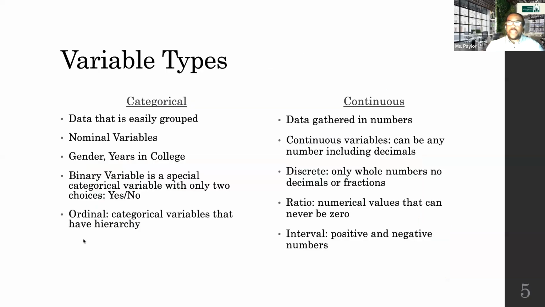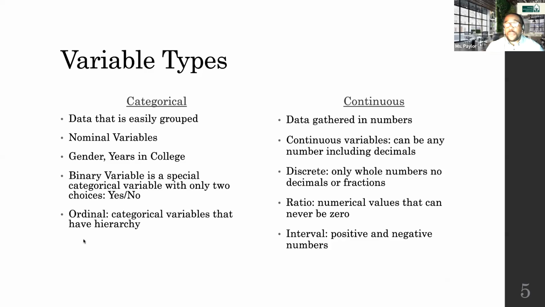Within those variables, we can break them up into two major types. So we have both our continuous variables and our categorical variables. Categorical variables are, seemingly, just that. We can group these things. They could be things such as gender, age, race, ethnicity. Years of college, if we look at them from freshman, sophomore, junior to senior.